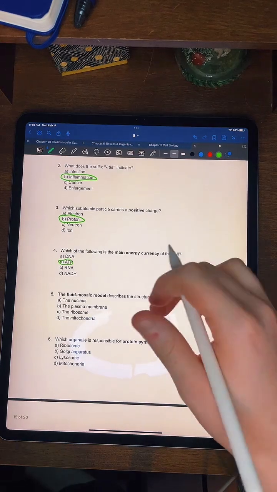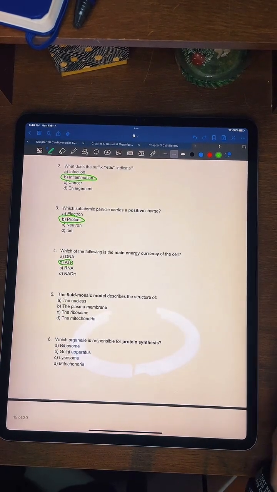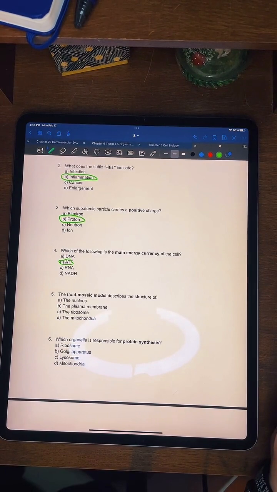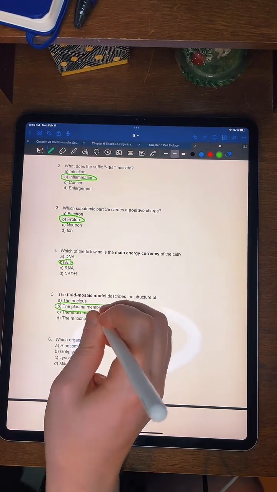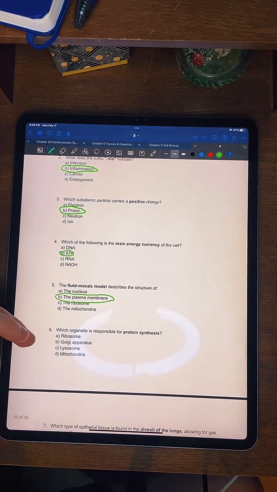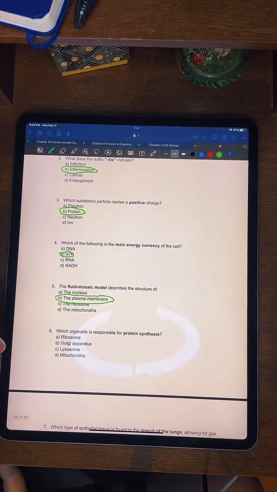Moving on to number 5, the fluid mosaic model describes the structure of what? A, the nucleus, B, the plasma membrane, C, the ribosome, D, the mitochondria. You can answer with the letter or the actual answer. It is B. Yes, you guys are correct. Plasma membrane.